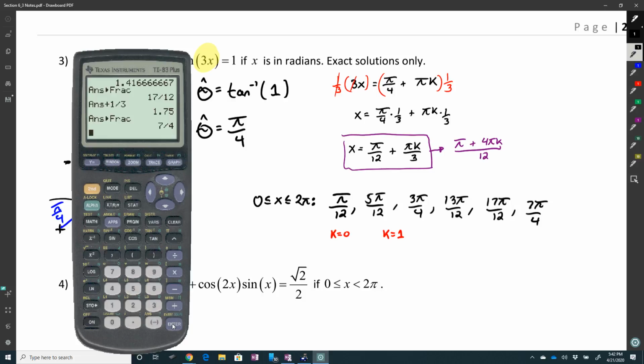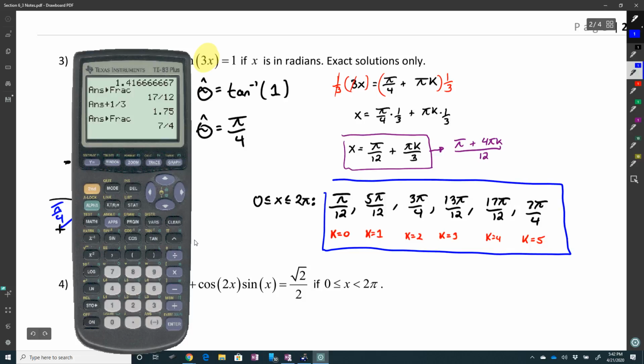All right, so 1, 2, 3, 4, 5, 6, 13, 17, yeah. And so this is k equals 1, k equals 2, k equals 3, k equals 4, k equals 5. Anyway, you get your answer. So on the homework, they're going to ask one of two questions. Either they'll ask for the generic answer, in which case it's just this one up here, or they're going to ask for all the answers within one rotation. And in that case, you just plug in values of k until you get to everything between 0 and 2 pi.